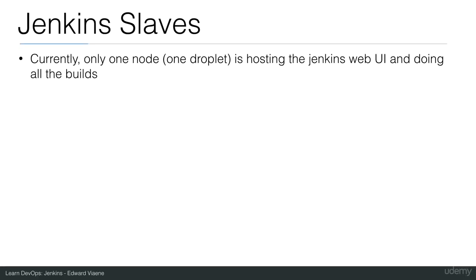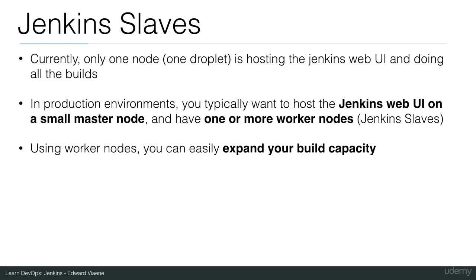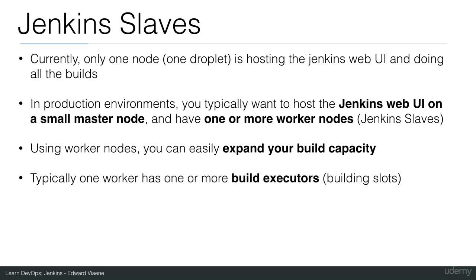Currently, only one node, one droplet on DigitalOcean is hosting the Jenkins web UI and doing all the builds. In production environments, you typically want to host the Jenkins web UI on a small master node and have one or more worker nodes, Jenkins slaves. Using worker nodes, you can easily expand your build capacity.